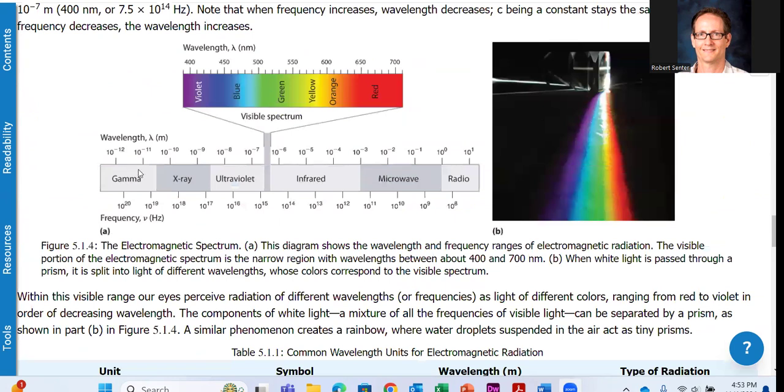The other aspect is that we focus on the visible range because that's what our eyes actually detect. I like for my students to just know the limits. Violet is at one end, 400 nanometers. Red is at the other end, 700 or 800 nanometers. And on the overall spectrum, gamma is the highest energy and radio is the lowest. So just start there and then add levels of detail as you go.